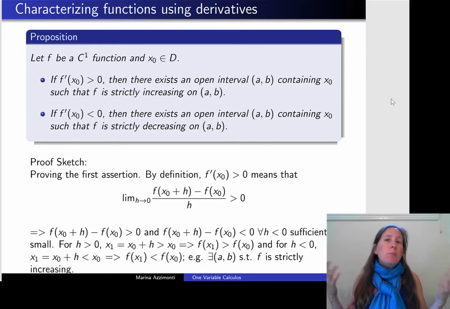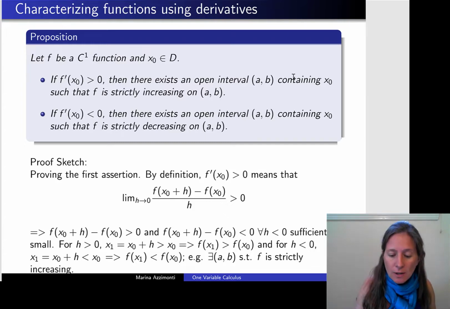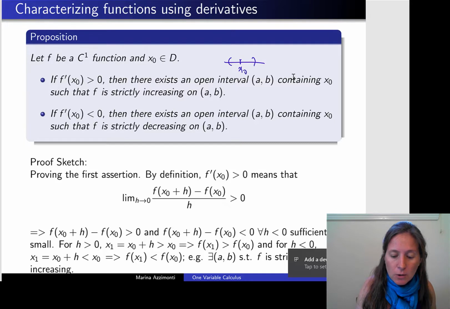So the first big use for derivatives is to characterize the shape of a function. We have a proposition that says, imagine that you have a function that is continuously differentiable. Remember C1, we defined it in the previous subsection, and a point x0 in the domain of this function. Now, if the derivative of the function at that point is positive, then what we can show is that there's going to be an open interval that contains that point such that f is going to be strictly increasing in the interval.